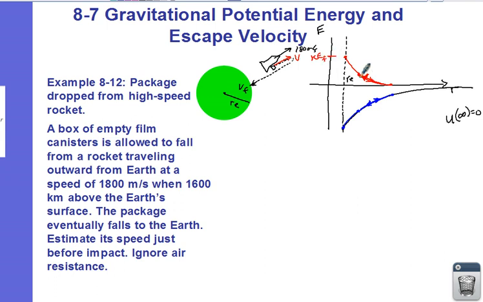Let's go ahead and label some of those things. Here's KE final. This is where it started. So this is KE initial. And if you consider what happened to its potential energy, this was U initial.